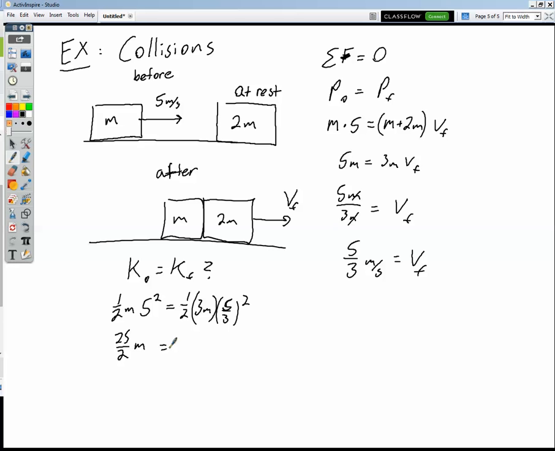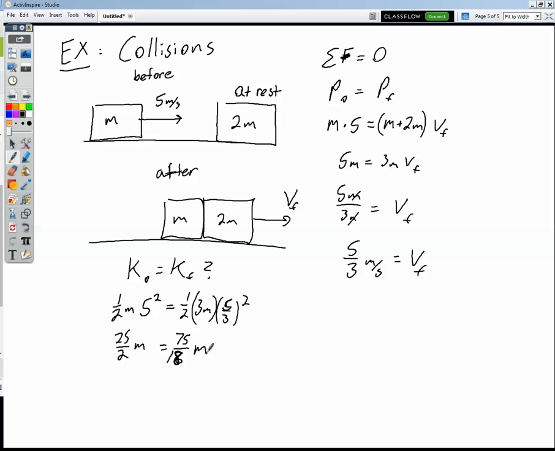And on the right-hand side, we have, let's see, 25 times 3 is 75 sixths. Nope, I totally did that wrong. 25, and that's going to be 9 times 2, 18. 75 eighteenths m. So 25/2 m equal to 75 eighteenths m? Nope, not even close. So here we see that energy is not conserved.